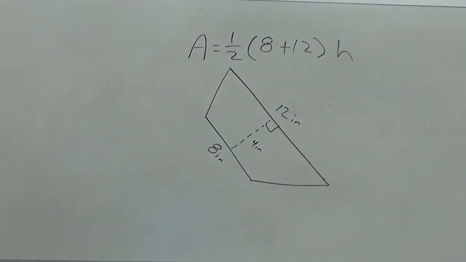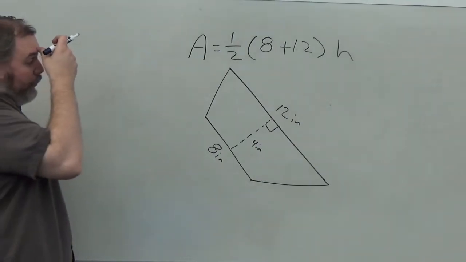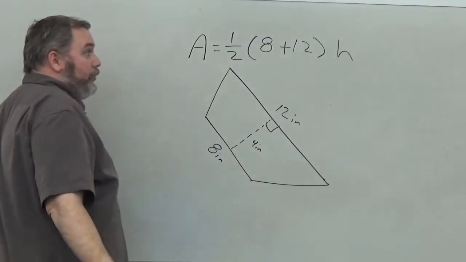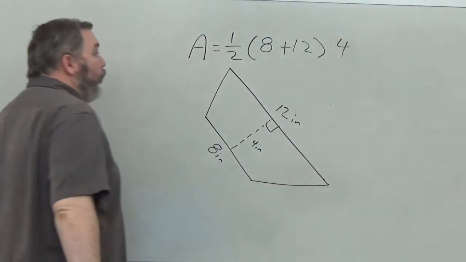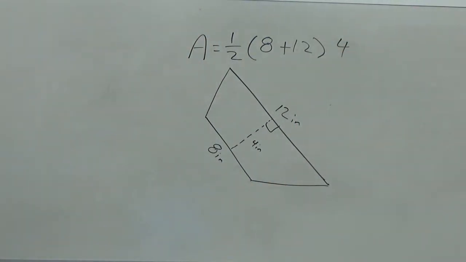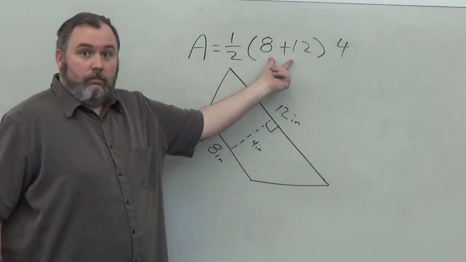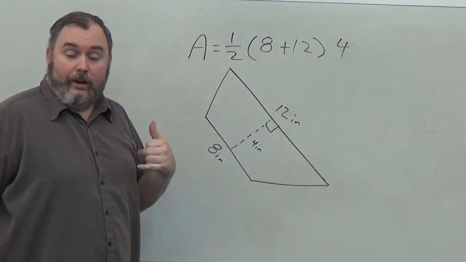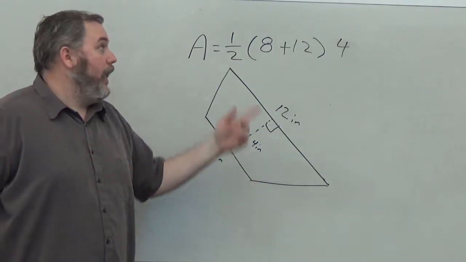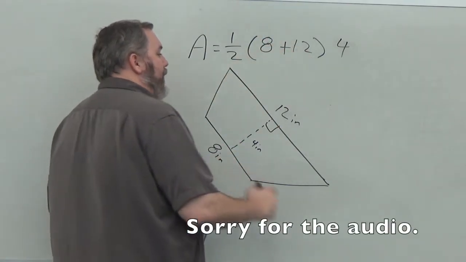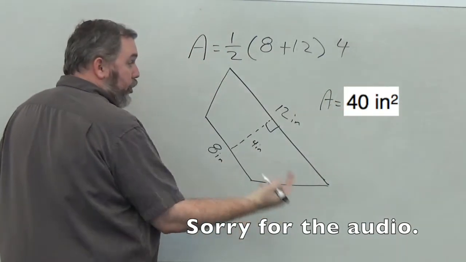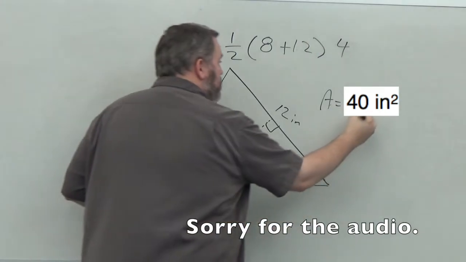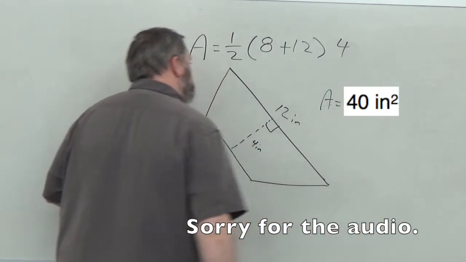All right. Now, my height. Well, I've told you before, if you see the 90, you know that's going to be your height. So, that's going to be 4. We can work this all the way out. 1/2 times 8 plus 12. Well, this gives me 20. Multiply that by 1/2 and you get 10. You take the 10, multiply it by the 4, and now you get the area is equal to 40. We know our measurement's in inches, so it's 40 inches squared.